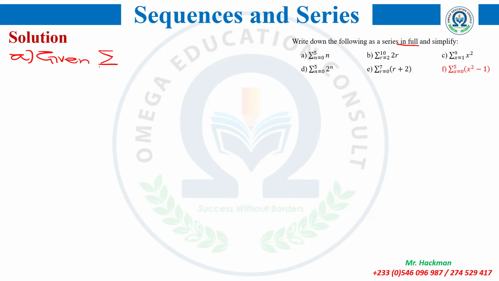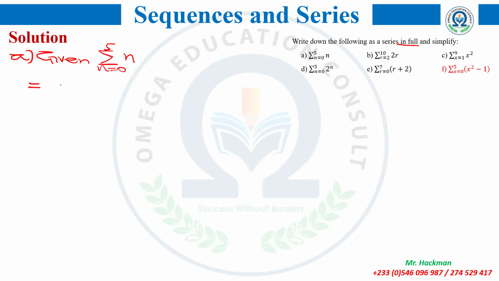So summation of what? N from 0 to what? To 5. And here you have your N. So in this case, this will be equal to, your lower limit is 0, your upper limit is 5. So it means you have to substitute N is equal to 0. You move on to the next integer, 1, up to what? Up to 5. So that will give us the first one.